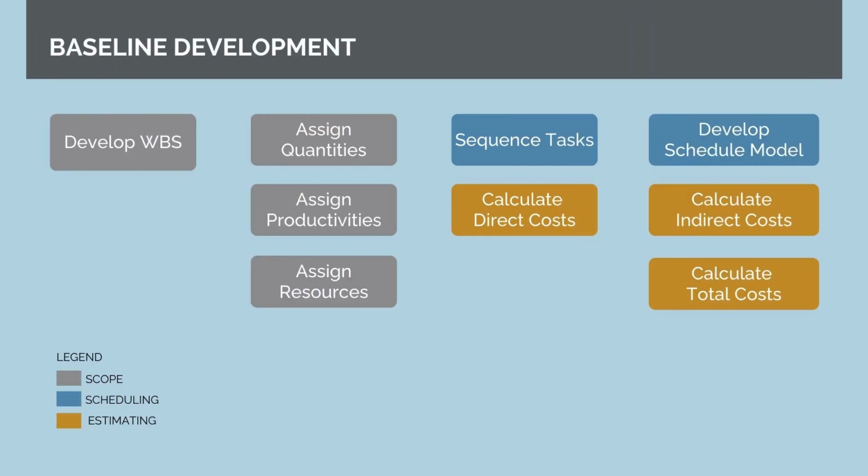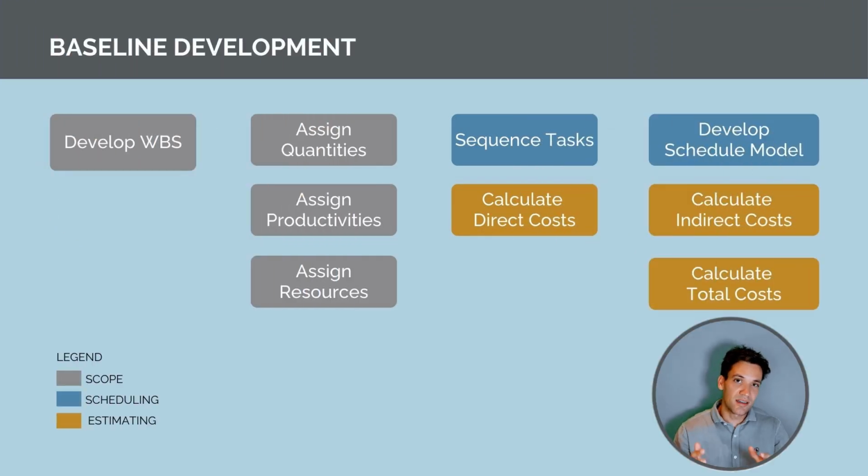Okay, so to clarify what I mean by having an integrated baseline, I've got 3 different colors representing scope in gray, scheduling in blue, and estimating in gold. So to start with, we develop our work breakdown structure. So we break the project scope down into component pieces. And then against each of these component pieces, we want to have a quantum of work. We want to assign productivities and we want to assign resources. So for example, we're building a car park. We've got civil works.